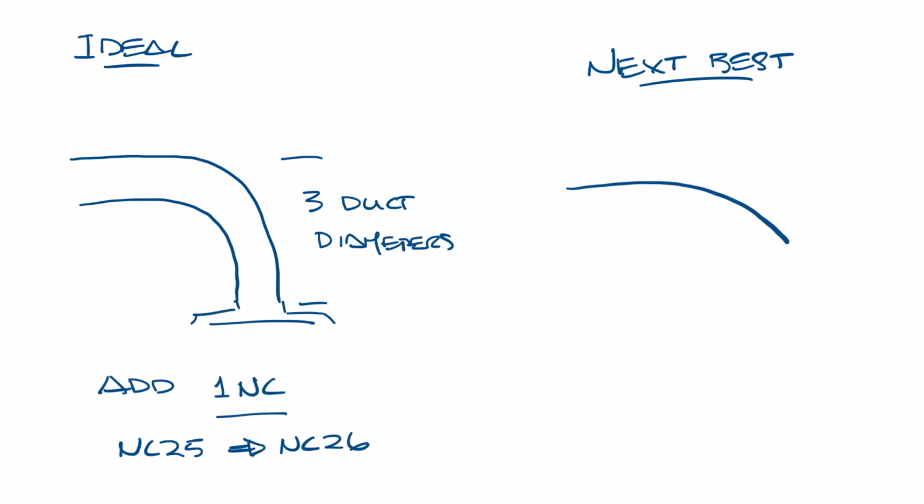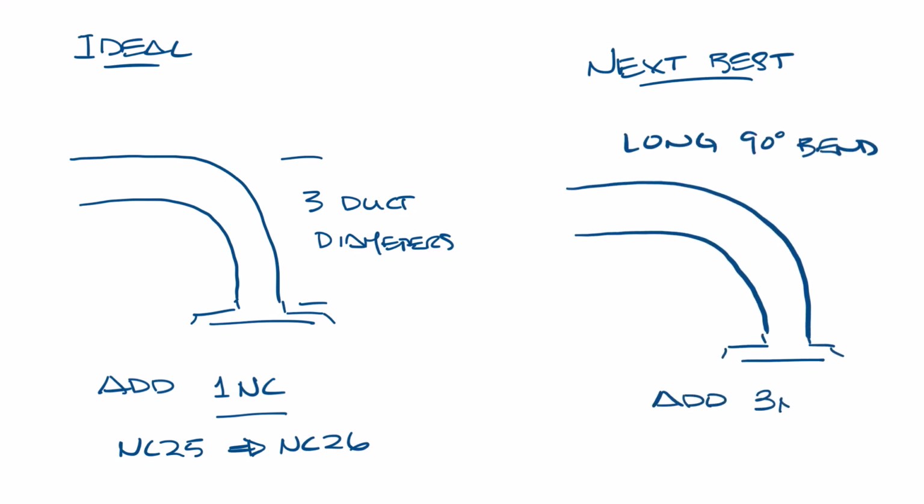The next best option would be a soft radius of flex into the diffuser. This will add 3 NC to our diffuser data, so now our diffuser that was cataloged at NC25 would be at NC28. So let's move this over again.